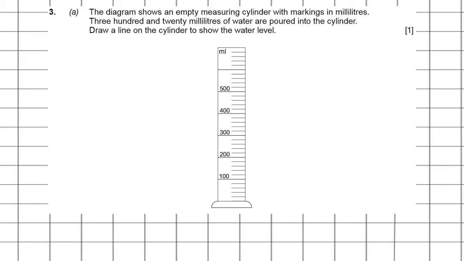Okay, the diagram shows an empty measuring cylinder with markings in milliliters. 320 milliliters of water are poured into the cylinder. So 320. Draw a line on the cylinder to show the water level. Okay, so there's 300, and it looks like they're going up in 20s, and therefore that's 320.